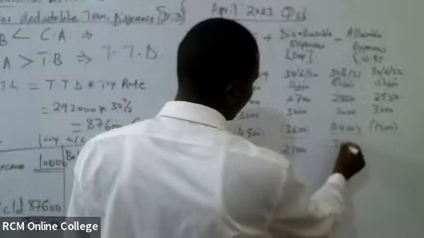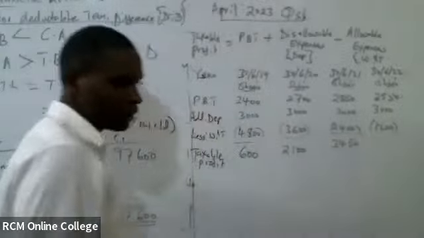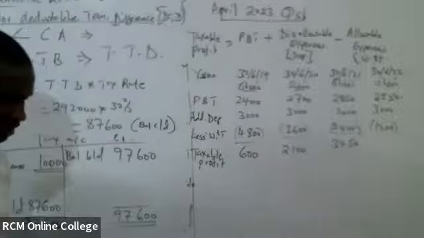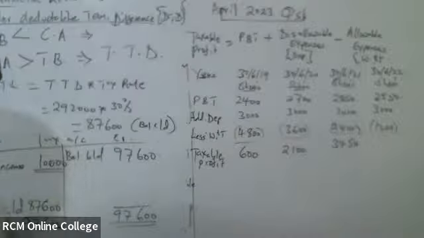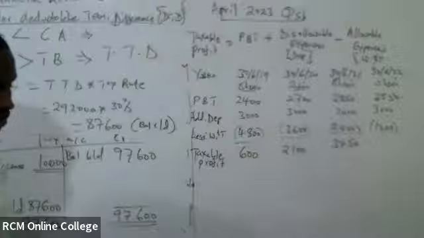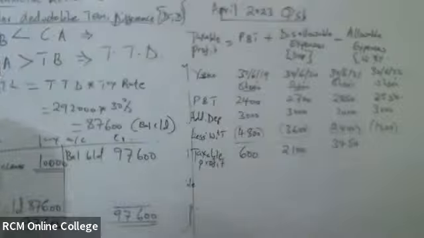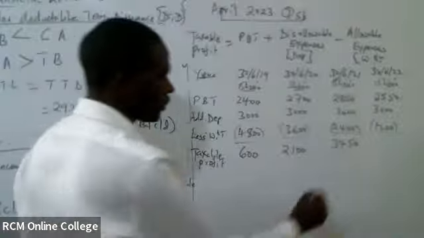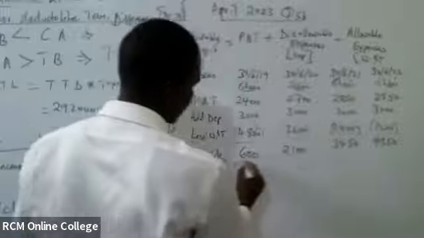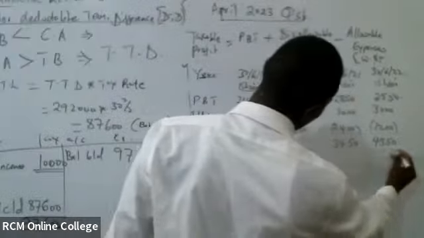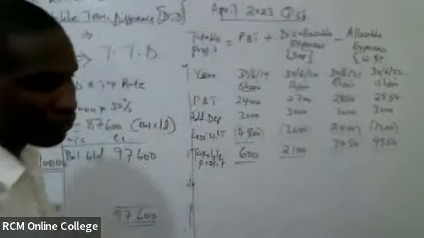3450. Na mwisho, let's get the last one. Ya mwisho ni 4350. I hope kila mtu anapata hivyo. And that is our taxable what? Taxable profit.